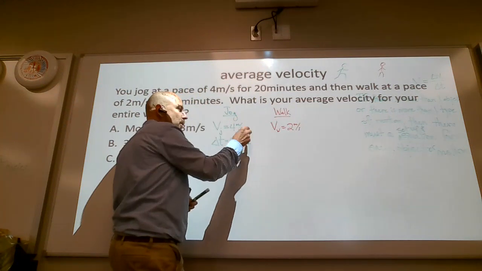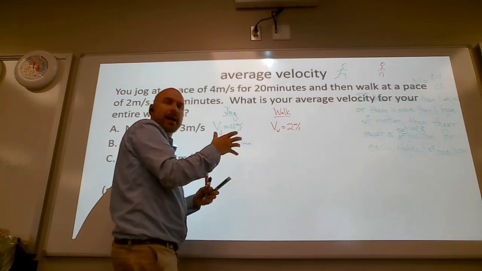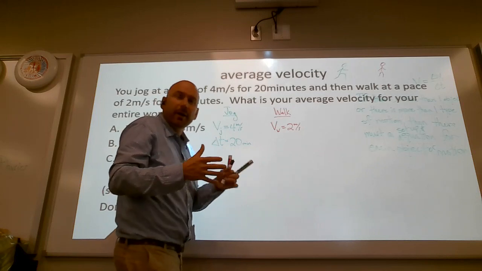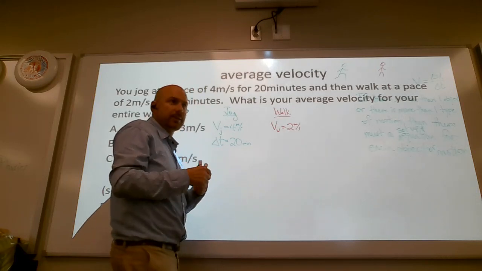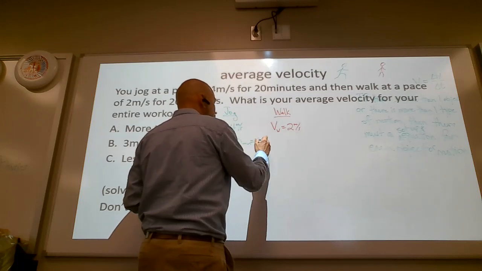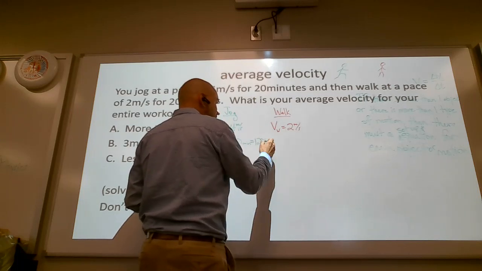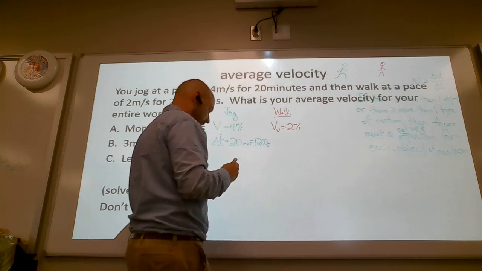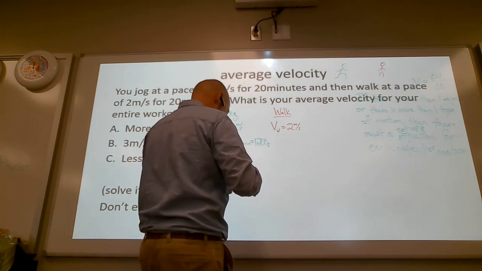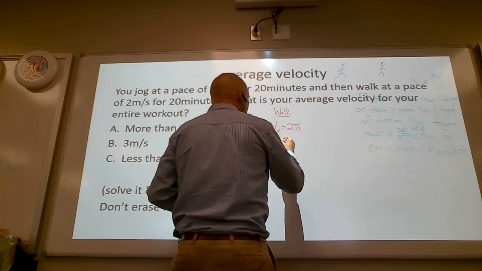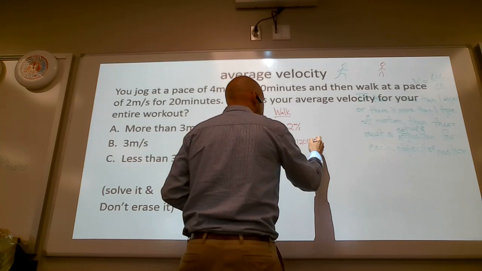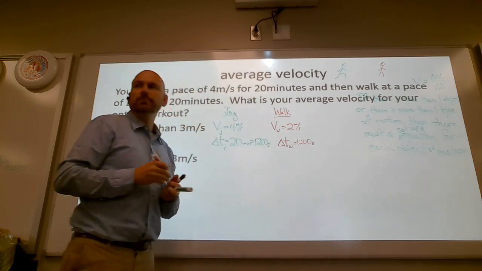the big thing is the units of distance all have to agree, the units of time all have to agree, they all have to be consistent. So I need to convert this to seconds, so I've got 1,200 seconds for the jogging, and I also have 1,200 seconds for the walking as well.